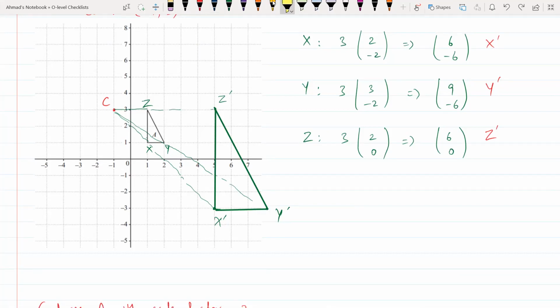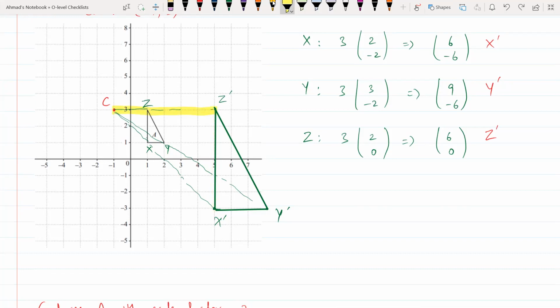Center से x पे कैसे पहुंच सकते हैं, we go 2 right and then 2 down. So that's 2 right and 2 down. 2 and minus 2. इसको आपने क्या किया? 3 से multiply किया, you get 6 and minus 6. अब x bar कैसे आएगा? 6 units right and then 6 units down. That's your x bar there.